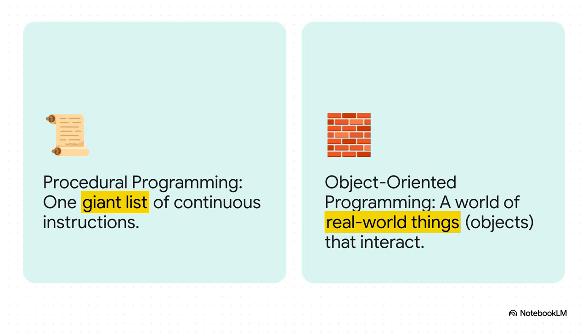And this is where you can really see the massive shift in thinking. On one side, you've got the old way, that one giant, overwhelming list of instructions. But on the other side, that's the OOP approach. It's a world filled with individual things, or objects, that all talk to each other. So instead of one single manual for the entire house, you get separate, manageable instructions for the door, for the window, for the walls. You get the idea.